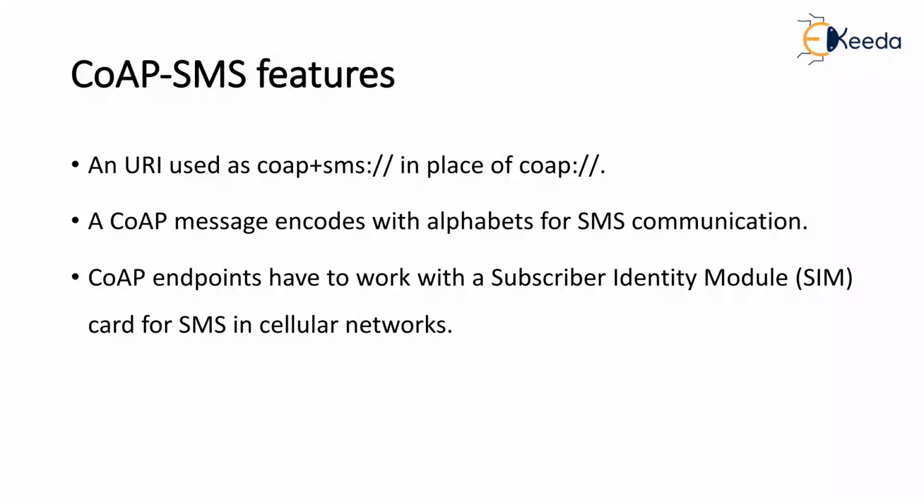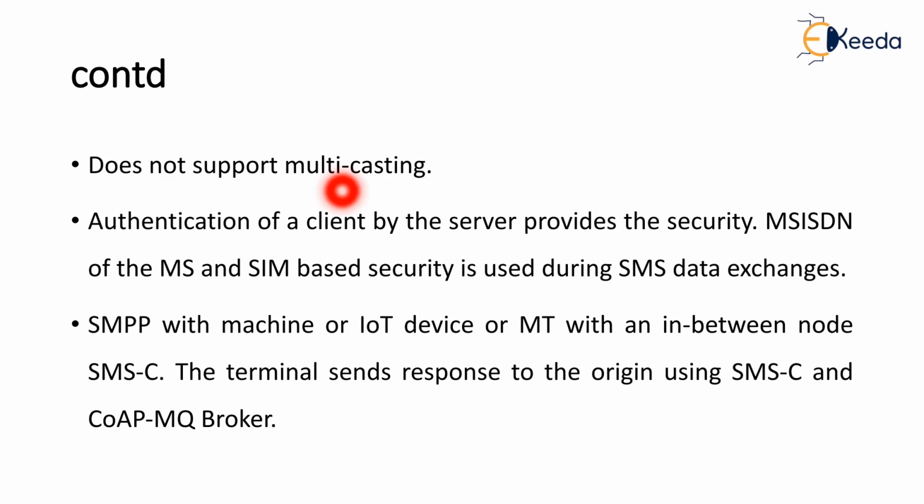So the features: the URI, Uniform Resource Identifier, which uses CoAP+SMS in place of CoAP. CoAP messages are encoded with the alphabets for SMS communication. CoAP endpoints have to work with a Subscriber Identity Module, which is a SIM card for SMS in cellular networks. It does not support multicasting.